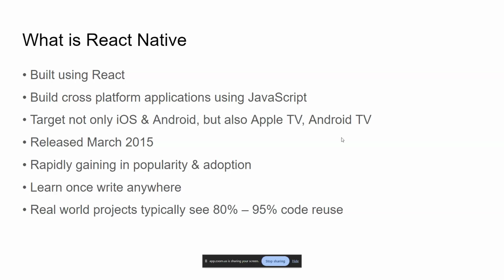And in the real world, we can see everyone is tending towards reusing code instead of writing new libraries. So most of the code, like 80 to 95% of what we write in a React Native application, will be reused.